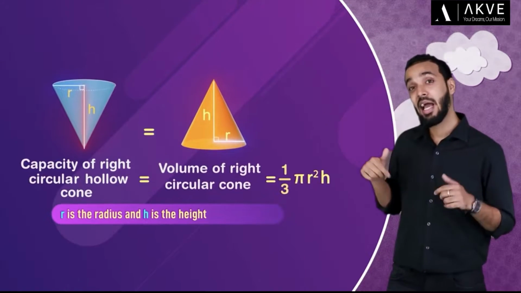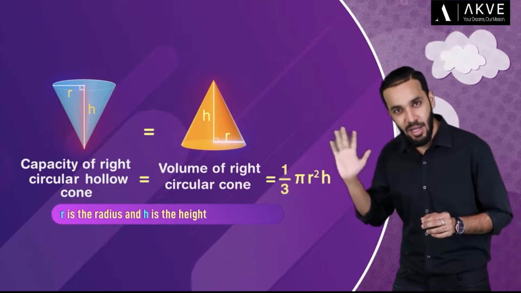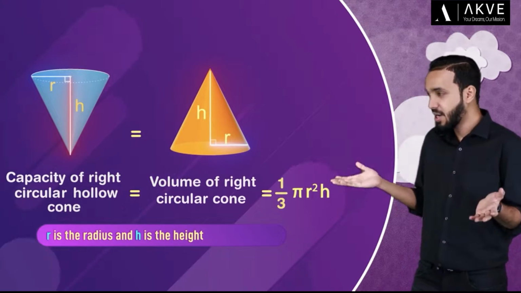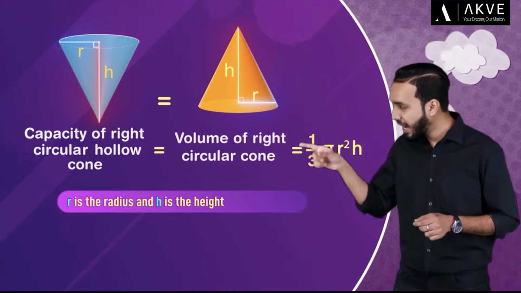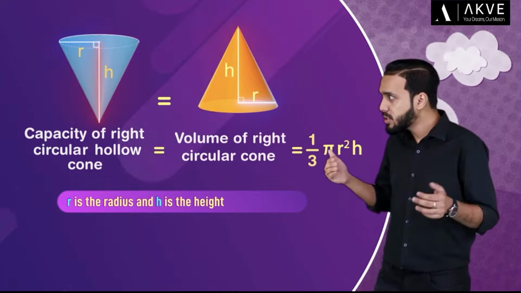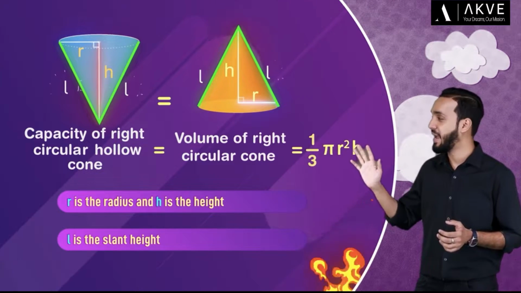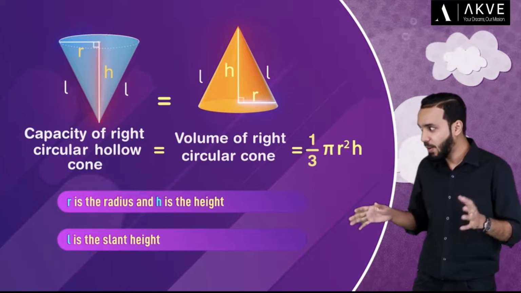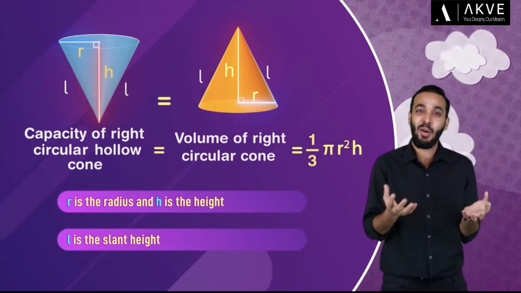Now, this helped us derive that the capacity or volume of a right circular cone is equal to 1/3 pi r squared h. Here, r is of course the radius of the base and h is the height of the cone. Now, apart from these basic terms, cones also have a slant height, which, as you know, is generally denoted by L. So, now that we have recapitulated all the basic terms and also the formula, what's the next logical step? To use them and solve problems, right?